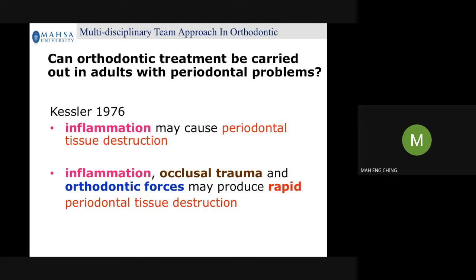So can we do braces on patients with periodontal problems? According to a few orthodontists or specialists, they did some research back in 1970. Inflammation might cause periodontal tissue destruction. This one everyone knows. The cause of inflammation is plaque accumulation. If you add a bit of occlusal trauma and orthodontic forces, it may produce rapid periodontal tissue destruction. What I'm trying to say is, if you don't control the plaque or the oral hygiene, then whatever you do on that tooth will cause more damage, and it happens very fast.